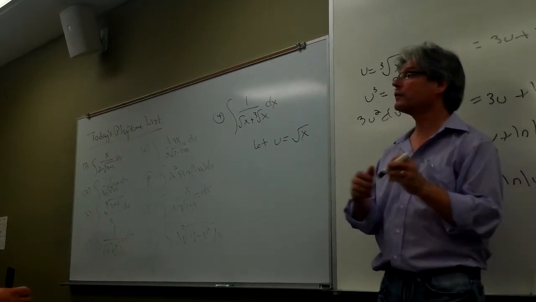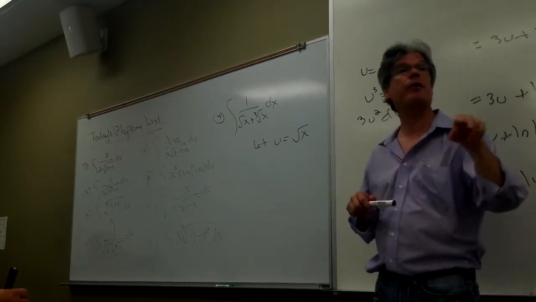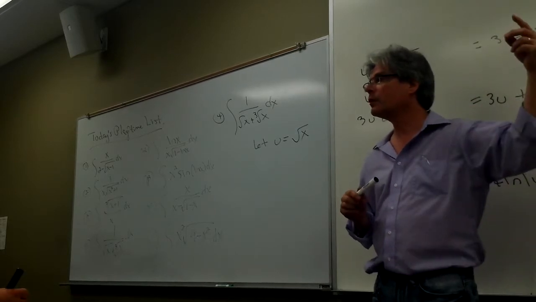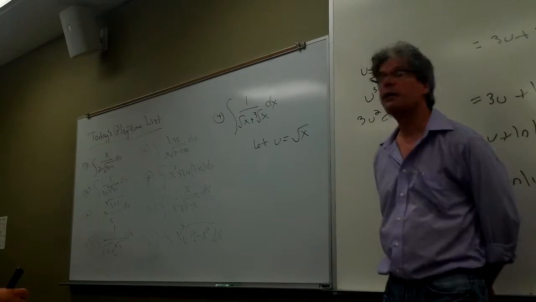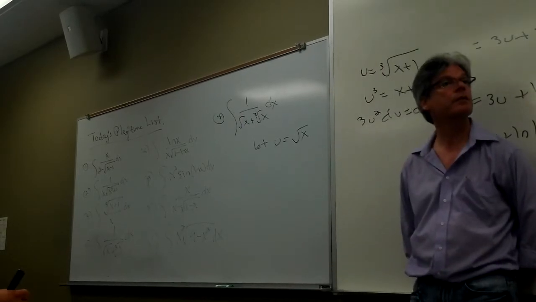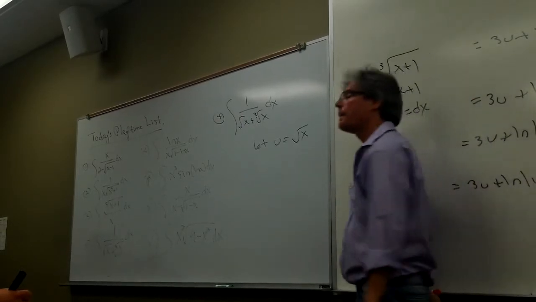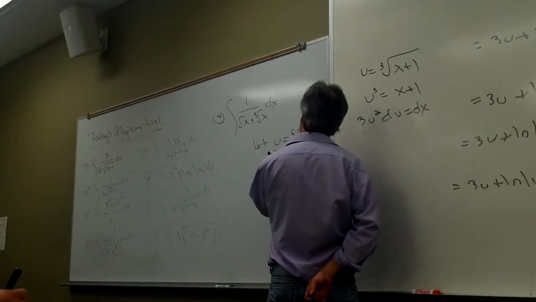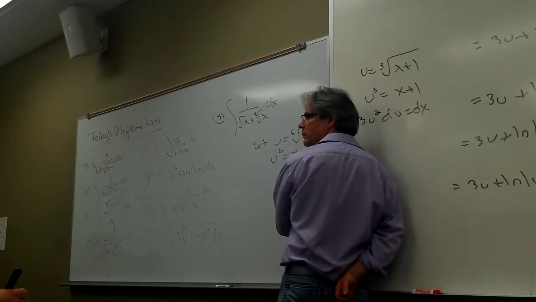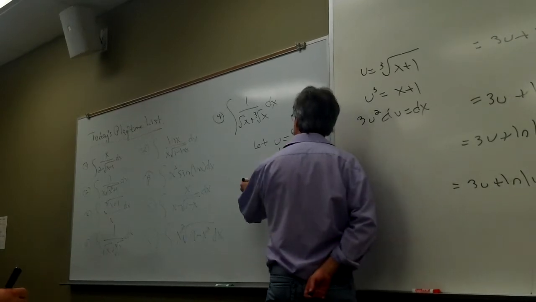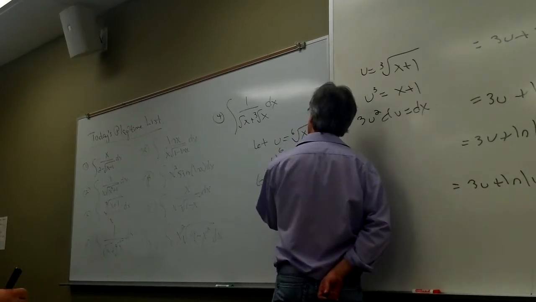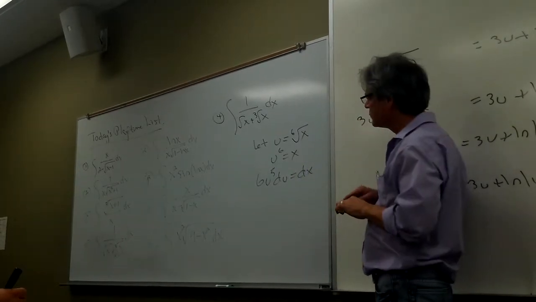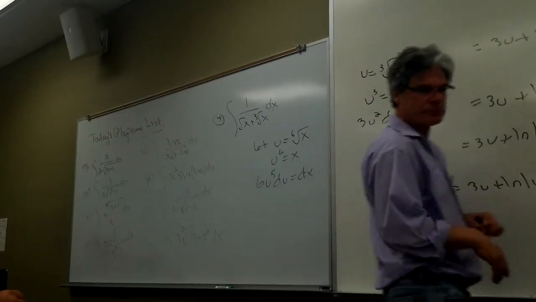But you have to confess, square root of x is x to the power of 1/2. Cube root of x is x to the power of 1/3. And the common denominator is 6. Let's see if it works. Let's see if it helps. That means u to the 6 is equal to x. That means 6u to the 5th du is equal to dx.